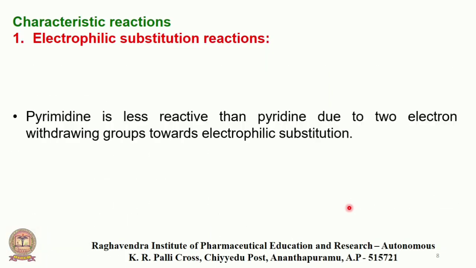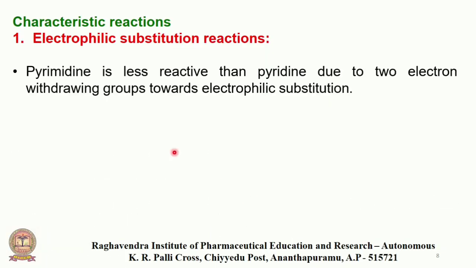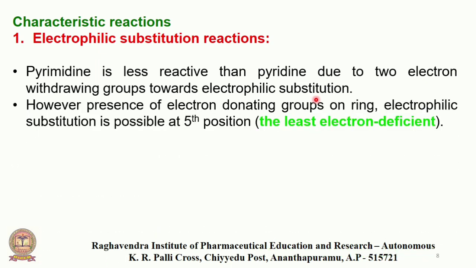Coming to the chemical reactions of pyrimidine, first, electrophilic substitution reactions. As we know, the ring system is highly electron deficient, so electrophilic attack is very difficult. Pyrimidine is less reactive than pyridine, due to the two electron withdrawing nitrogens. The ring is already electron deficient, and the electrophile is also electron deficient, so it cannot react easily.